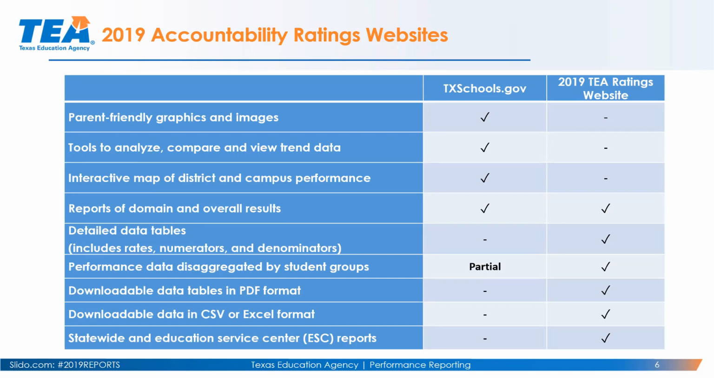So we have these two websites. txschools.gov is really geared toward parents and the public that just need the most pertinent information for accountability ratings, whereas the TEA website does include all the ratings information, but also includes very detailed information on performance, numerators and denominators, and it's really geared toward educators and those that want to know the full amount of information on accountability. This webinar will focus on the data tables published on the TEA ratings website.